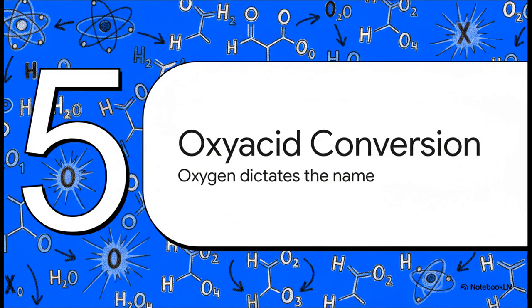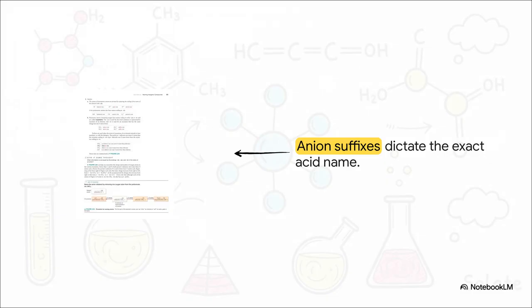Next up, Section 5, the oxy-acid conversion rules. Now, this is where it gets really interesting. We completely drop the word hydrogen here. If your polyatomic anion ends in "ate," like the chlorate ion, then it becomes an "ic" acid, so chloric acid. But if you remove one oxygen atom, the anion ends in "ite," like chlorite. And if the anion ends in "ite," then it becomes an "us" acid, chlorous acid. So just remember, "ate" goes to "ic," and "ite" goes to "us."